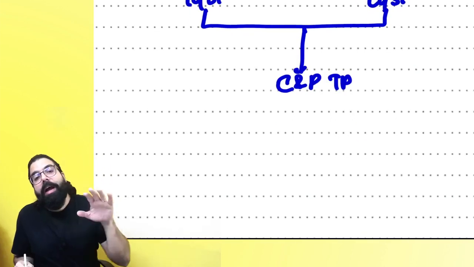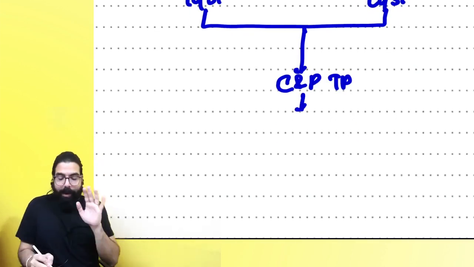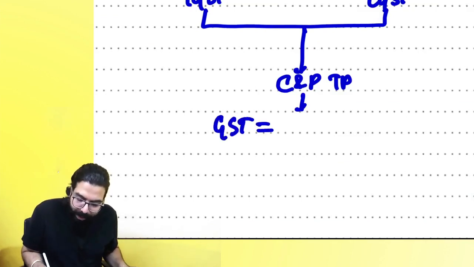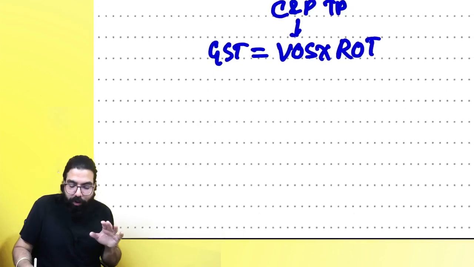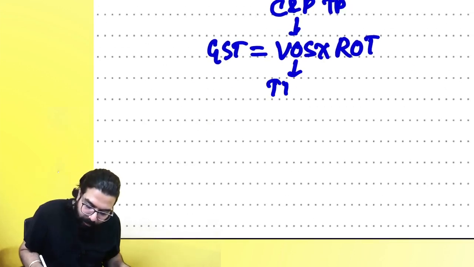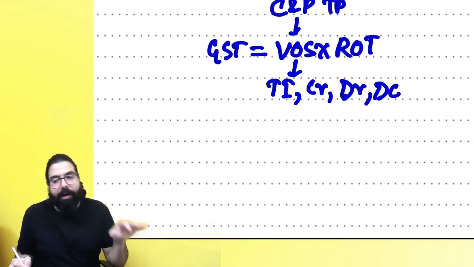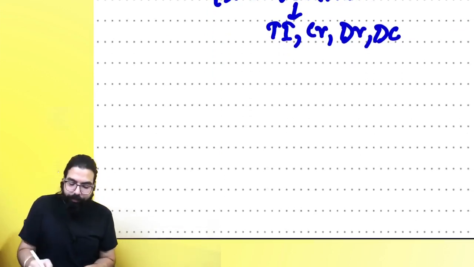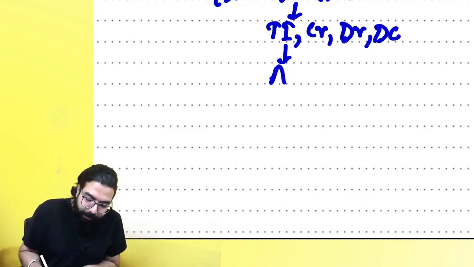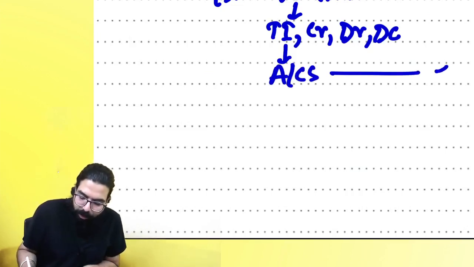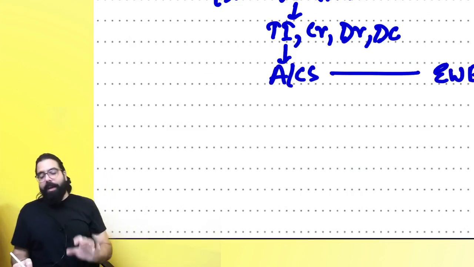How will he collect? How will he pay? He will calculate GST, and GST is equal to value of supply into rate of tax. Once you know the value, you will prepare the tax invoice, credit note, debit note, and delivery challan. Then you will maintain your accounts and send the goods to the other person with the help of e-way bill.